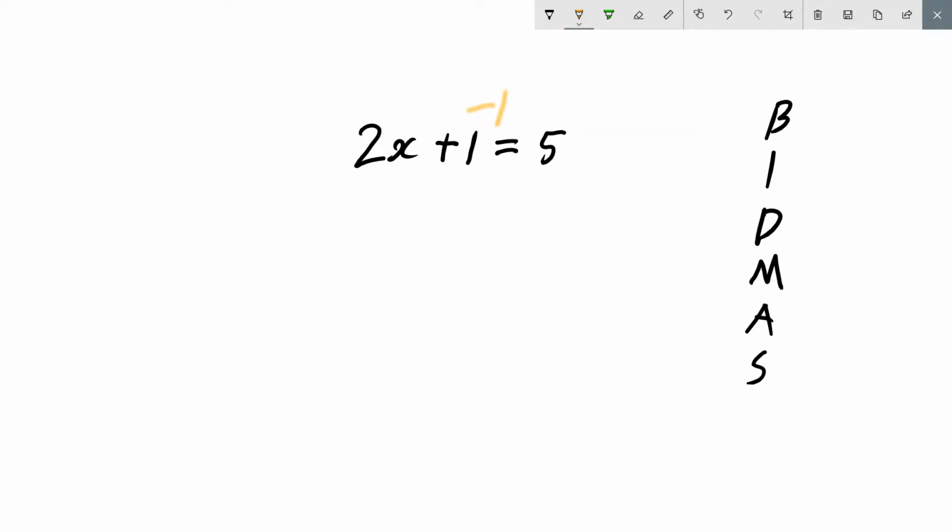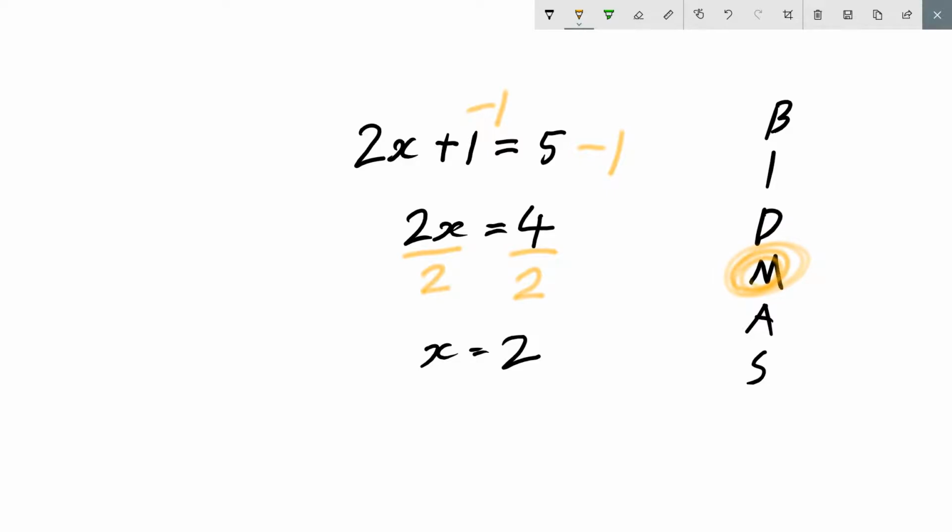So I'm going to subtract 1 on both sides, and now I'm left with 2x equals 4. And now I have to divide both sides by 2. And I get x equals 2. So you see how I went in reverse. Instead of starting with brackets and then going to indices, division, multiplication, I've subtracted to get the addition out of the way since it's lower down.